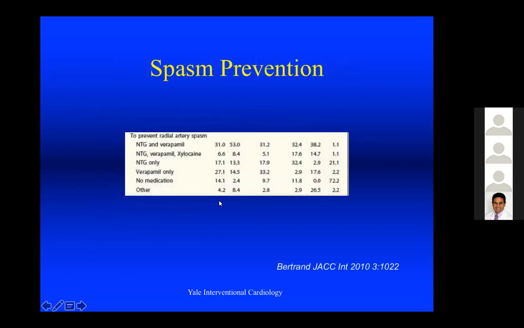This is just from a survey of radial operators to show you the different permutations of little cocktails that they may give through the sheath to prevent spasm. Nitro and verapamil are the most common. About 15% of people give nothing. I'm in that 15%.